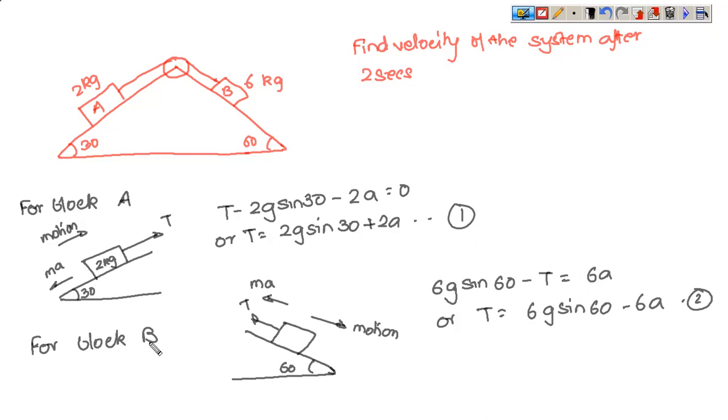Now for block B, similarly, the tension is in this direction and the motion is in this direction. This is of 6 kg weight. So 6g (mg) sin 60 minus T is equal to 6a. So 6a and T are both in the same direction. So this can be represented as T plus 6a is equal to 6g sin 60. So T is equal to 6g sin 60 minus 6a. So this is your second equation.